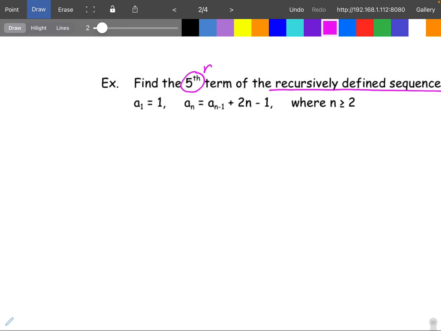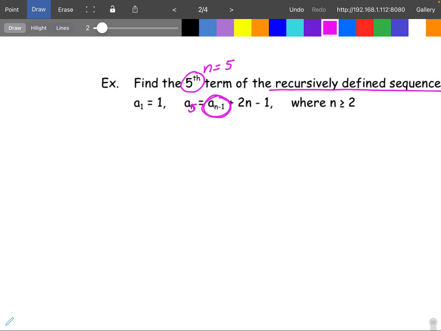Which means if I'm looking for the fifth term, that means that n is going to equal 5. Well, if I'm looking for a sub 5, then I'm going to need to know a sub 4. But to find a sub 4, I'm going to need to know a sub 3. And so I'm going to keep going back and back like that.